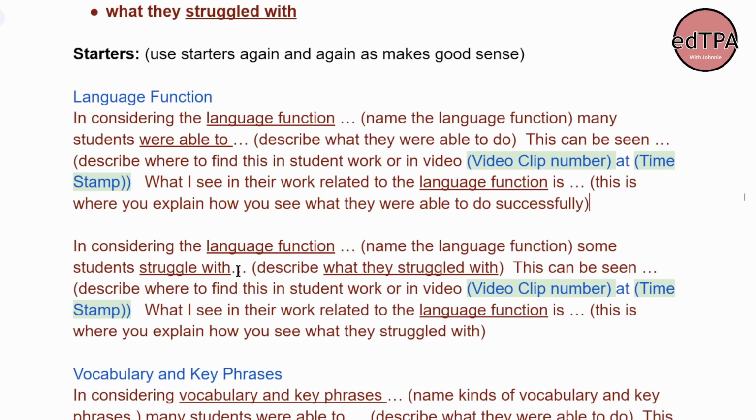You got to think about what they struggle with too. In considering the language function, name the language function. Some students struggle with. Describe what they struggled with. This can be seen. Describe where to find this in student work or in video clip number at timestamp. What I see in their work related to the language function is, this is where you explain how you see what they struggled with. So this is language function. What you saw with evidence. First what they were able to do with evidence, and then what they struggled with evidence. So that's language function.